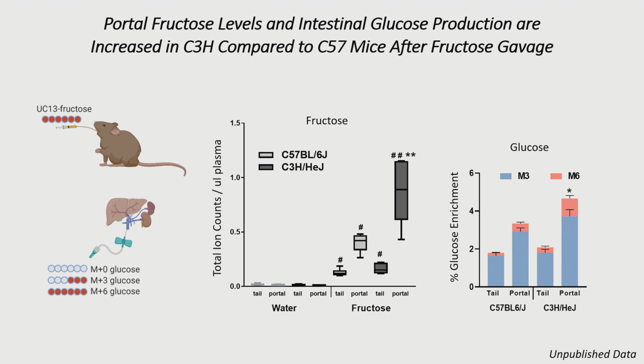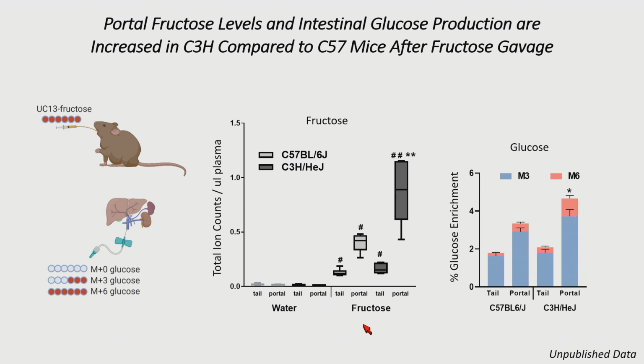Again, we speculated, in part on data from the Rabinowitz lab, in part on our own lab, showing that CHRB in the liver was critical for fructose-induced disease. Well, maybe there's a difference in how fructose reaches the liver between these two strains. And so we started doing tracer experiments using UC13 fructose, gavaging mice of different strains with UC13 fructose, and measuring the fructose absorption in the portal vein and measuring its conversion to glucose in the portal vein. And this is some of that data.